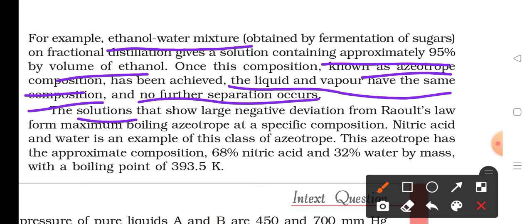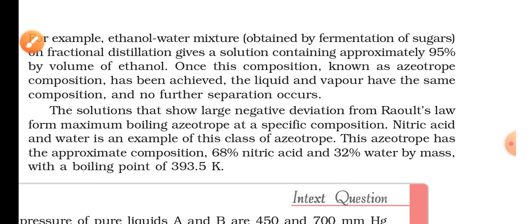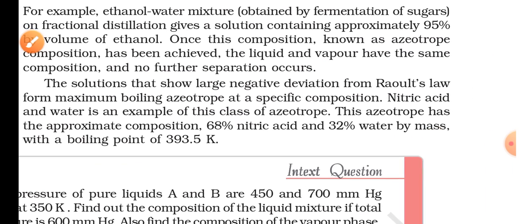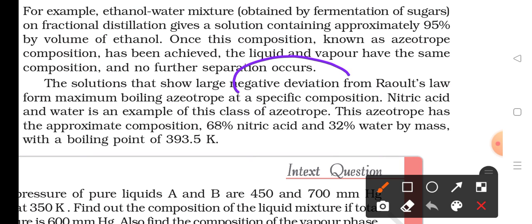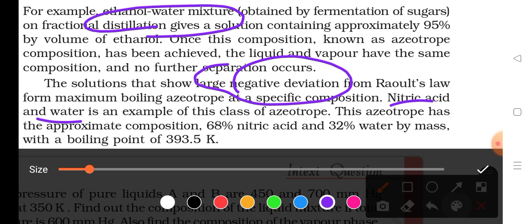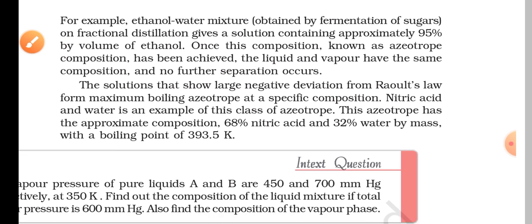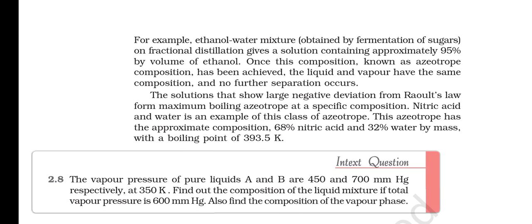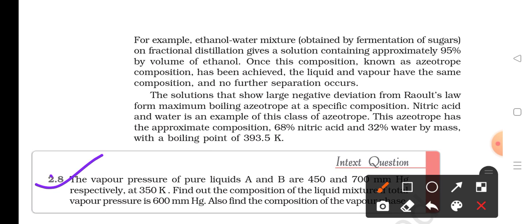The solution that shows large negative deviation from Raoult's law is the composition of nitric acid and water. Okay, so here we have seen that the composition which shows negative deviation is nitric acid and water, and the composition which shows positive deviation is ethanol and water. Okay, so that's it all for today's video. In our next video I am going to teach text questions.